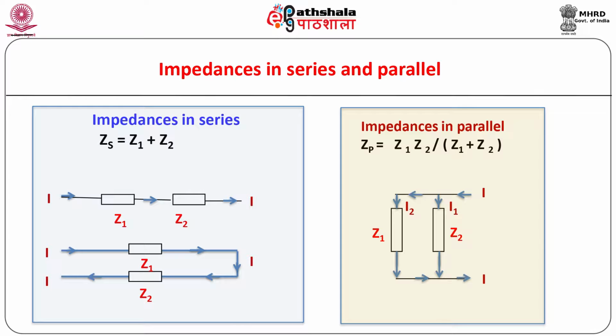You are familiar with the addition of two resistances in series or parallel. On similar lines, we can add impedances in series or parallel with each other. For example, in the case of two impedances Z1 and Z2 as shown in the figure, we can have the addition of their series combination and parallel combination as shown.